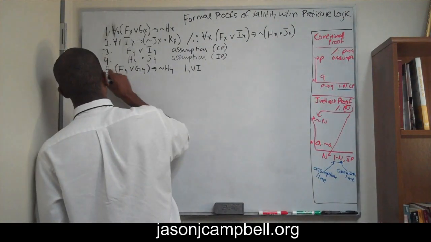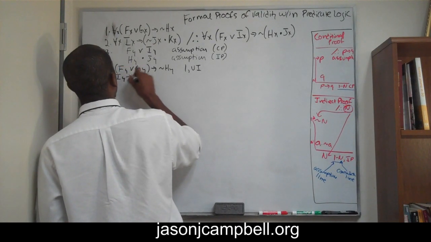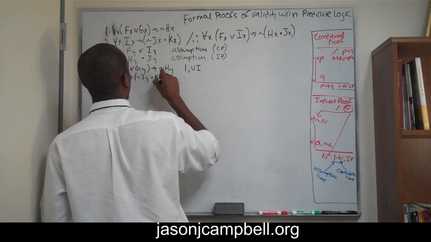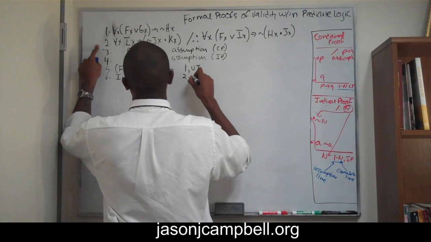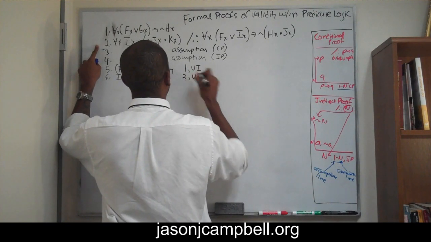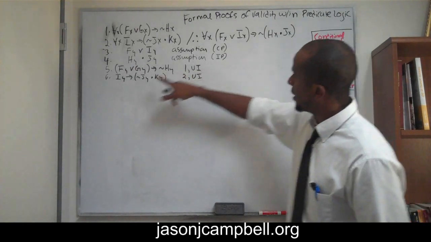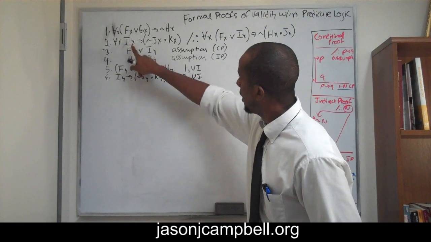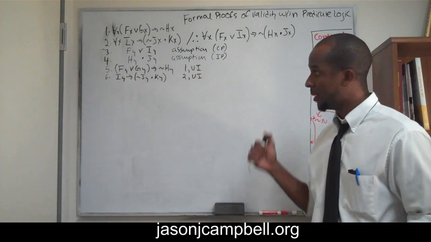Line 6 is going to be I, y. If iy, then not jy and ky. And that's going to be line 2, universal instantiation as well. Okay. Our two assumptions, our two instantiations, let me make sure I just did that right. All right. Hy, iy, jy, ky. Okay, so we've instantiated all of our claims.